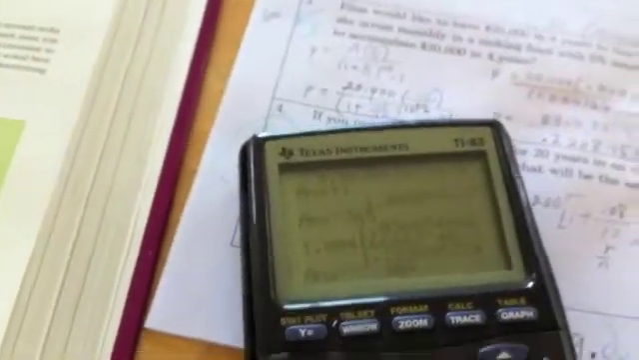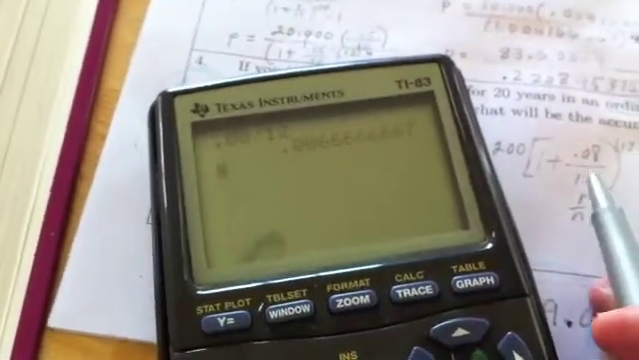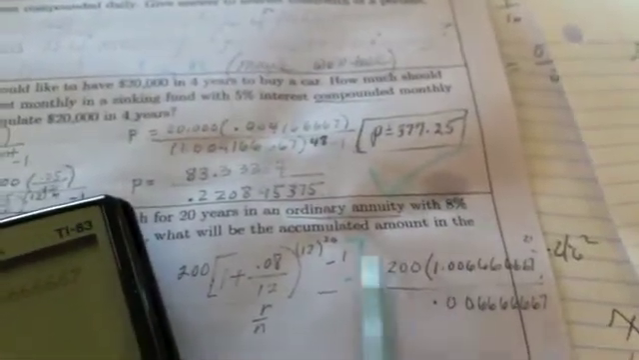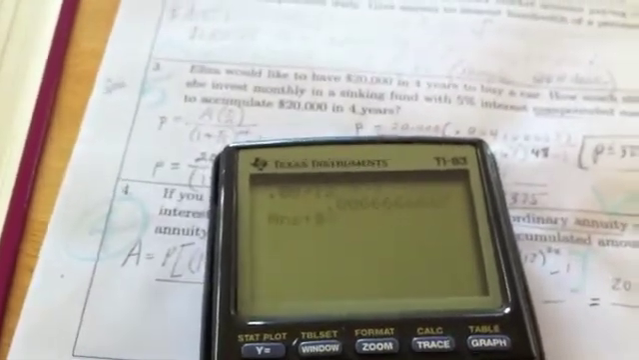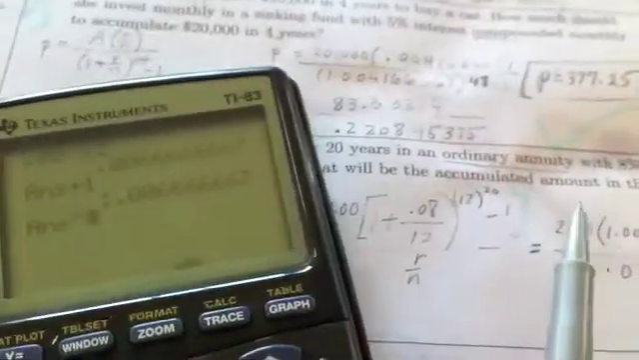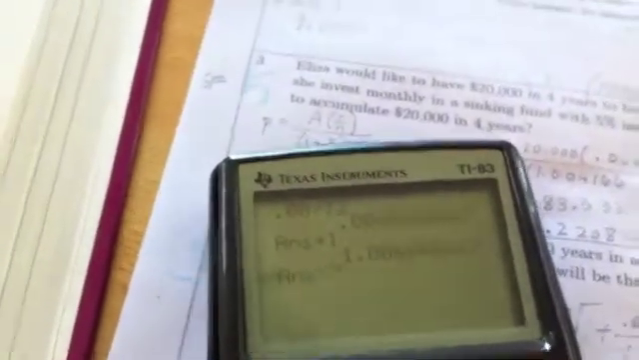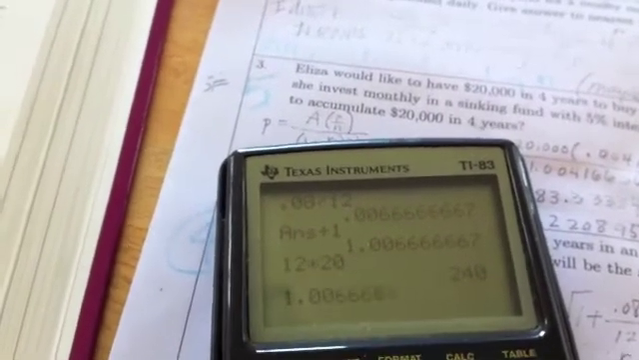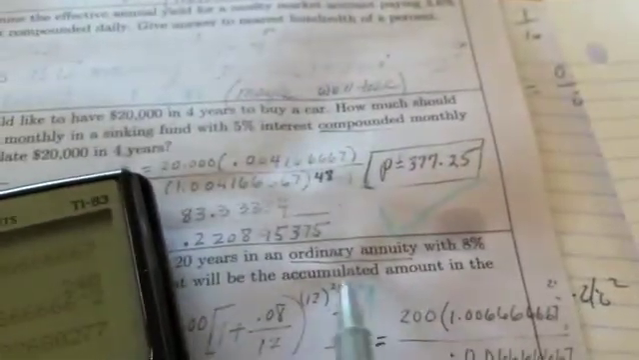so if I plug in 0.08 divided by 12, I get that, and I did 1 plus that, so you've got 1 plus that, and you need that to the 12 times 20 power. So 12 times 20 is 240. So I need 1.00666666666 raised to the 240th power, which gives me 4.92.